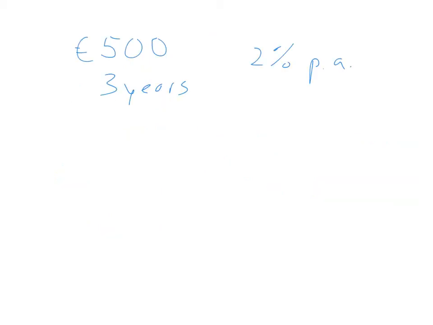So we can look at an example now of 500 euro that's invested for 3 years at a rate of 2% per annum. What we're going to do is figure out the total amount of money that this person will be able to withdraw at the end of their investment. So the first thing we'll do is write out the formula. This formula can be found in the log table, so you don't need to learn it off. So we have F is equal to P times 1 plus I all to the power of T.